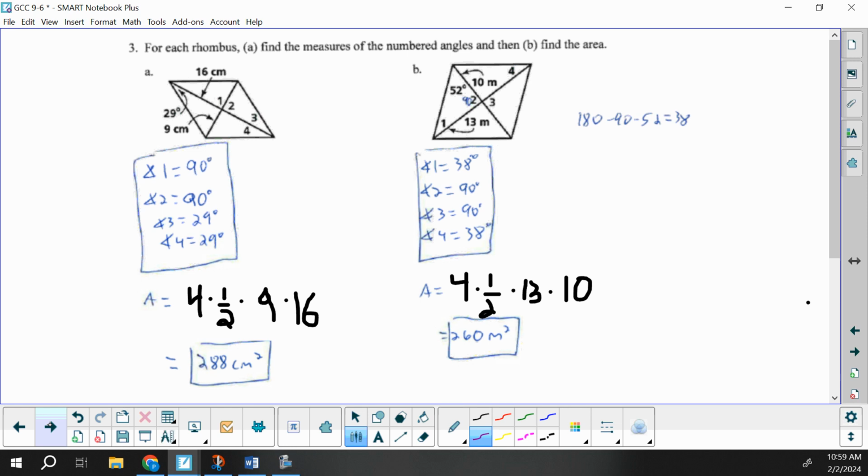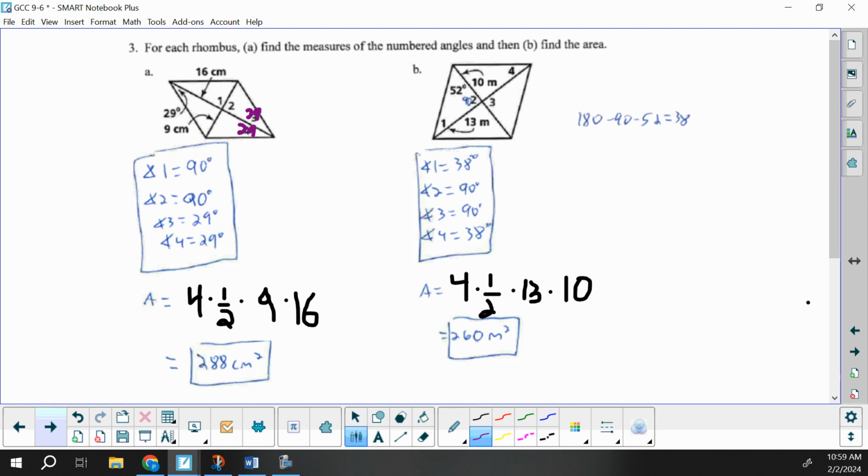So these ones are each a rhombus. So we get diagonals bisect the angles, diagonals perpendicular, and also our 4 sides congruent. But we're working with angles here mainly. So angle 1 and 2 have to be 90 because the diagonals are perpendicular. With our zigzag with alternate interior, 3 would have to be 29, and because diagonals bisect the angles, 4 would be 29 as well.